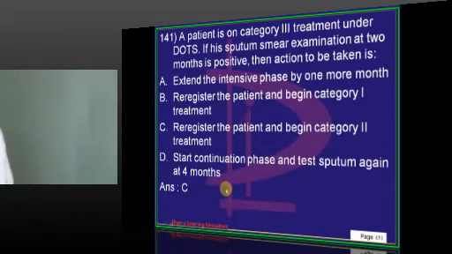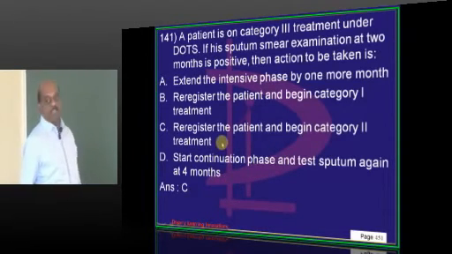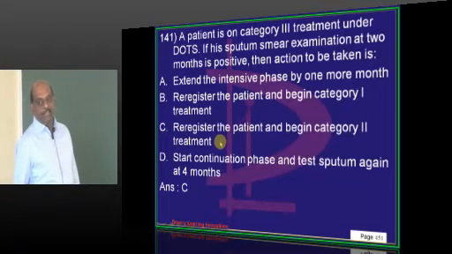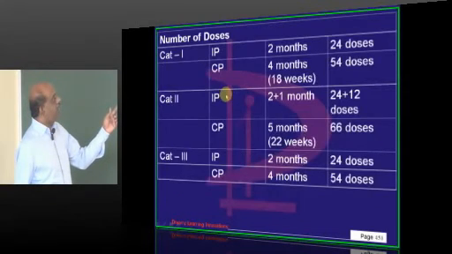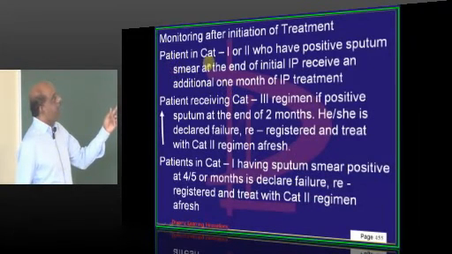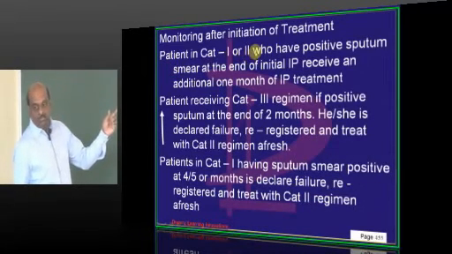Sir, why not A? Because it is not. Sir, treatment category 3 is already sputum smear negative. By the end of 2 months they became positive. We can extend the IP by one more month and then give the continuation phase. No, we have got certain recommendations given. Patient in category 1 and 2.